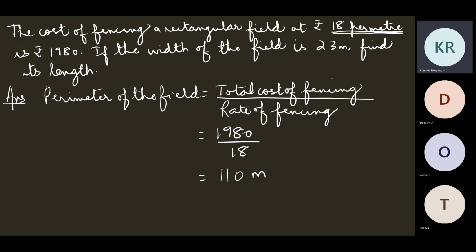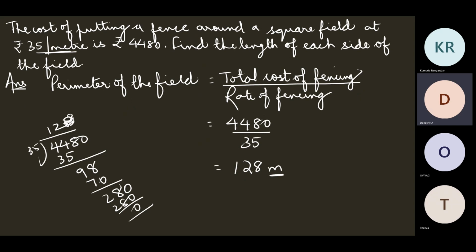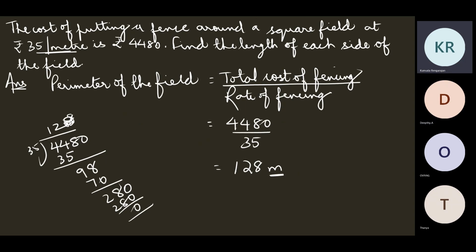And since it's a rectangular field, using the perimeter, we found the semi-perimeter. And then with the help of the semi-perimeter, we found the length. Ma'am, also the difference between this and the other question that we have done, here we have to find the length, there we have to find each side of the fence. Yeah, but here in the third one, it's a square field. So we know that in a square field, the length and the breadth are equal. So here the procedure is the same.